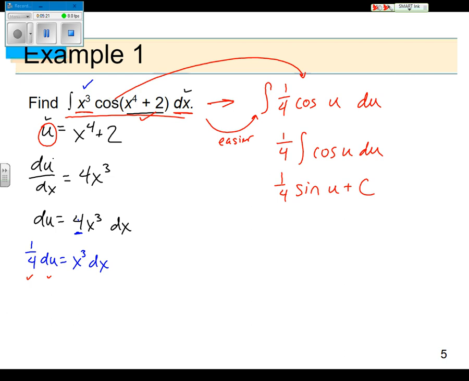Now, my original problem was in x, so I want to end my problem in terms of x. So this u substitution is going to come straight back down, and I'm going to have x to the fourth plus 2.